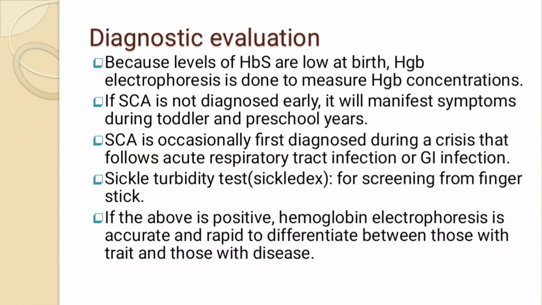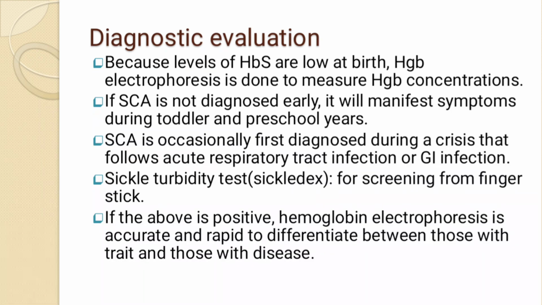Diagnostic evaluation. Because levels of HbS are low at birth, hemoglobin electrophoresis is done to determine hemoglobin concentrations. If SCA, that is sickle cell anemia, is not diagnosed early, it will manifest later during toddler life or preschool stages. Also, SCA is occasionally first diagnosed during a crisis that follows an acute respiratory tract infection or a GI infection.